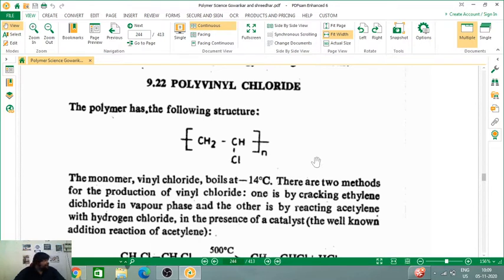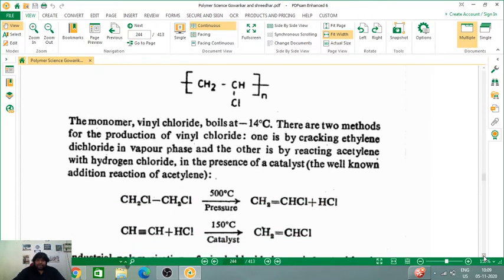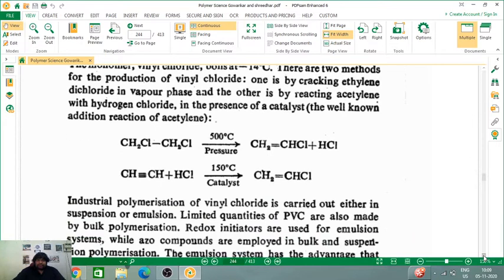One is by cracking ethylene dichloride in vapor phase, and the other is by reacting acetylene with hydrogen chloride in the presence of a catalyst, the well-known addition reaction of acetylene. So let us see the first one, wherein ethylene dichloride is cracked in vapor phase. This is ethylene dichloride, vapor phase, 500 degrees Celsius.